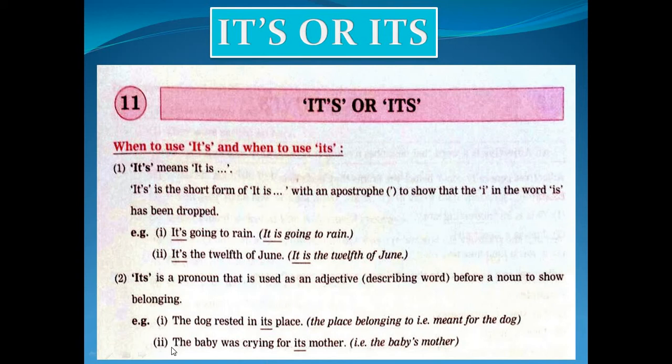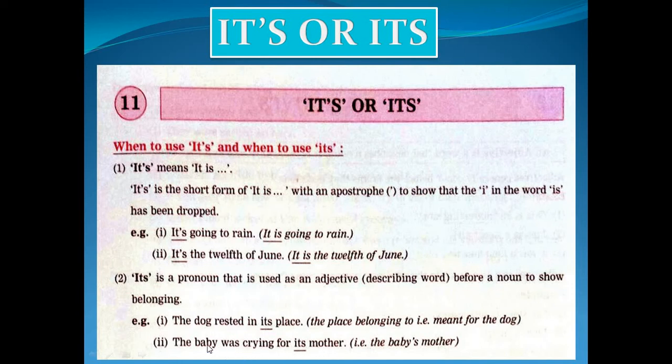Okay, let's move on to the next example. The baby was crying for its mother. That is the baby's mother. To whom does the baby belong? To the mother. So here mother is a noun and the simple its is used before the noun. The baby was crying for its mother. This is the correct one.